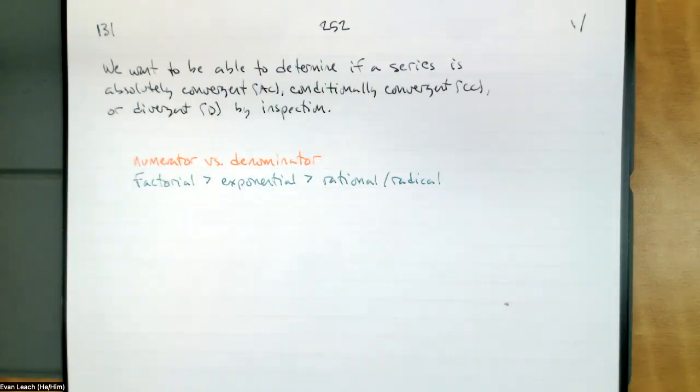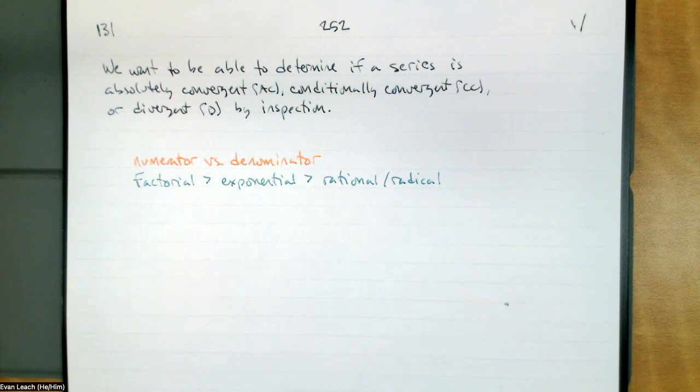So we've spent a lot of time looking at convergence of series. Our goal is to determine if a series is absolutely convergent, conditionally convergent, or divergent just by looking at it, by inspection. To that end, we want to compare two things. We want to look at the numerator versus the denominator, and we want to look at the factors. This is all in the general term.